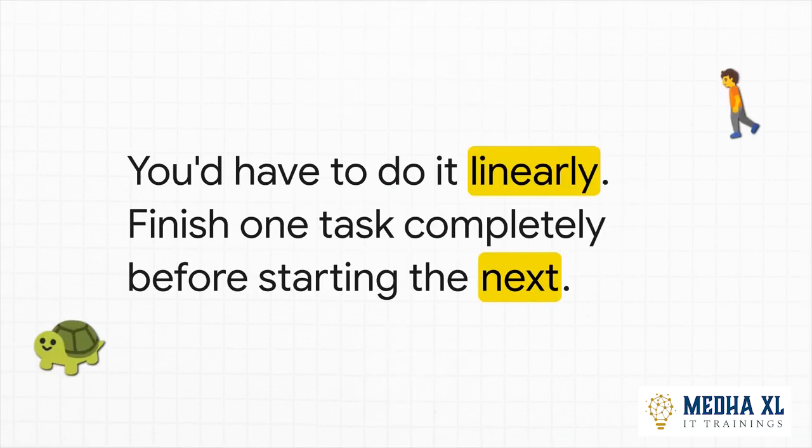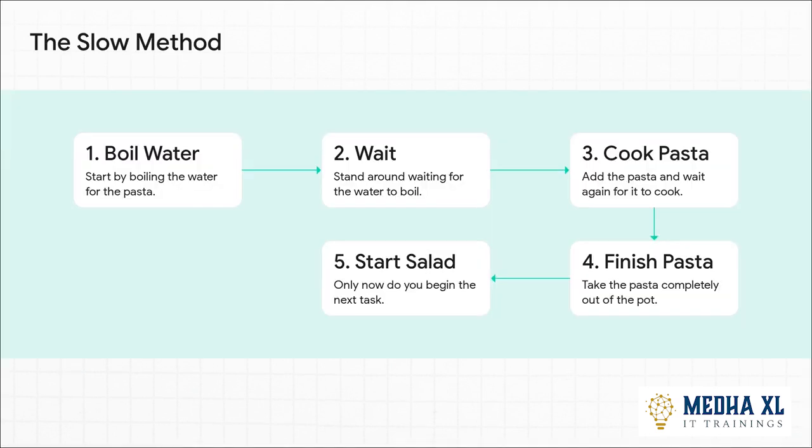You'd have to do it all in a straight line, finish one task completely before you could even think about starting the next. It would be, wow, just painfully, unbelievably slow. I mean, look at this process. You'd put the water on to boil, and then you just wait. Then you add the pasta, and you wait again. You wouldn't even touch the vegetables for the salad until the pasta is completely done.